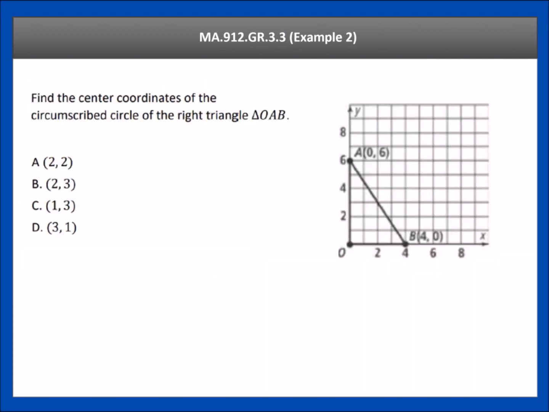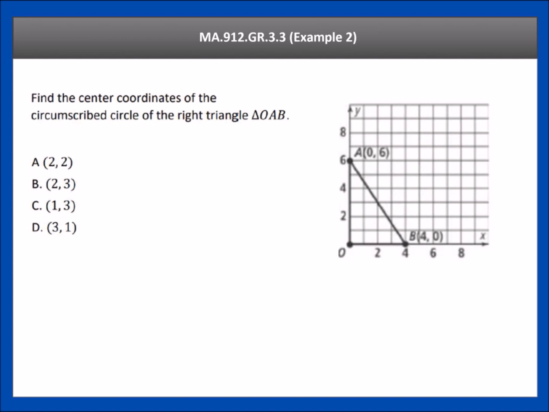All right, so example 2, find the center coordinates of the circumscribed circle of the right triangle, triangle OAB. I will tell you, according to the blueprint, I did not see any indication that there will be circumscribed circles or anything like that on the midterm. However, you never know, so I want to include this question just in case. They may definitely include that in the EOC, but as far as the cycle 2 blueprint goes, since this was the chapter we covered just before the midterm, I don't think they ended up including it, but just in case.